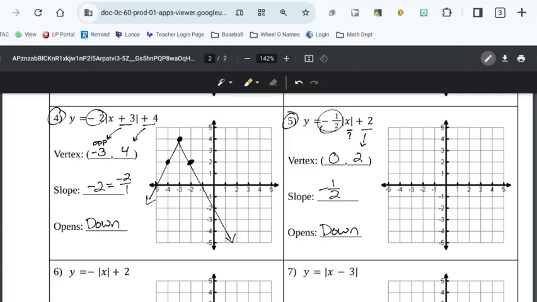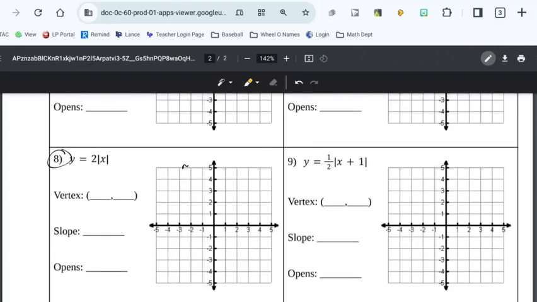So our vertex is over 0, up 2. We're going to go down 1 to the right 2, down 1 to the left 2 to complete that V shape. Take your student ID or straight edge and draw on your lines with arrows. And there we have it. All right, let's do one more.